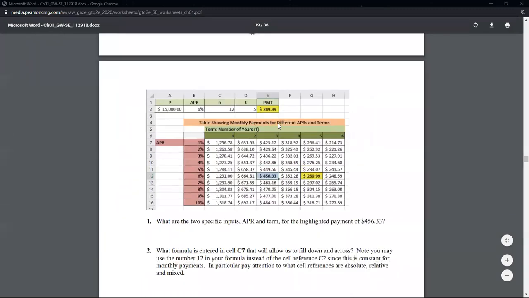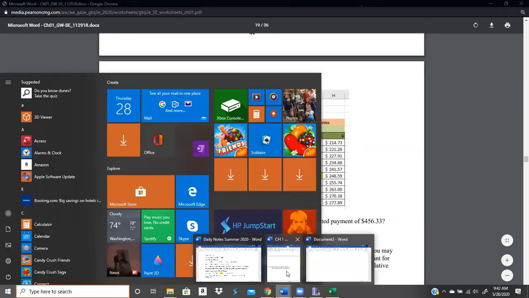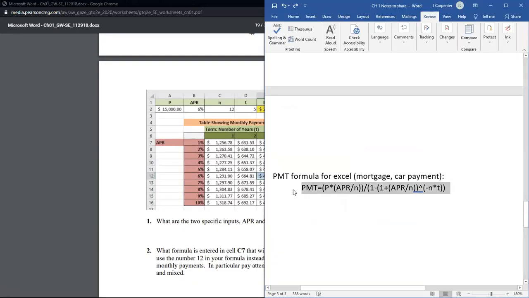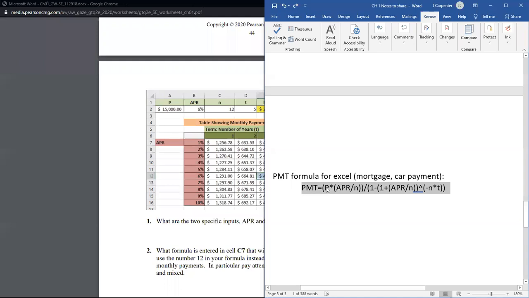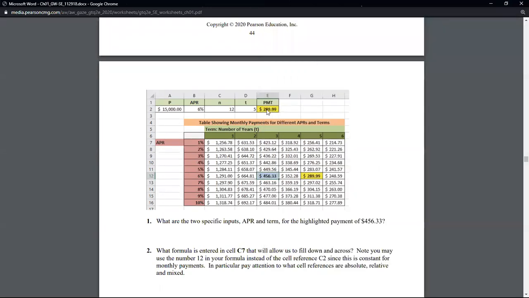So Excel, here's the Excel spreadsheet that they have for us. What they have done is they had the 15,000 here, the 6% here, the N of 12 here, the 5 for the T here. Then in this highlighted cell right here, they went equals, they typed out this formula right here, but with cell references. So instead of P, they would use cell A2. Instead of APR, they would use cell B2. Instead of N, they would use cell C2. Instead of T, they would use cell D2. So they do that formula with cell references, and look at that, they get 289.99, the exact same answer.